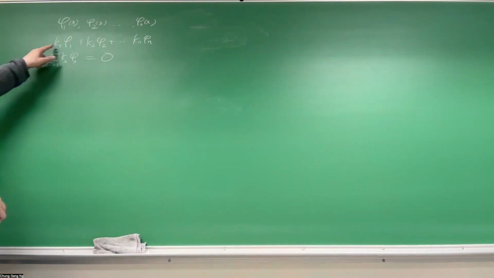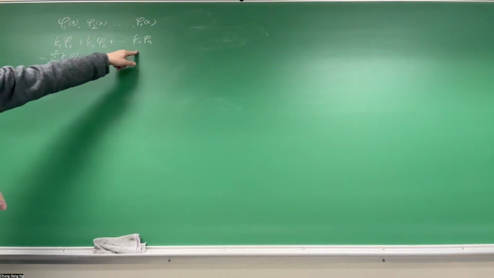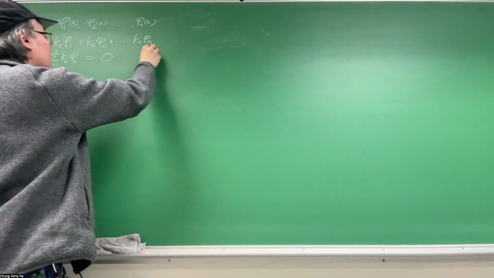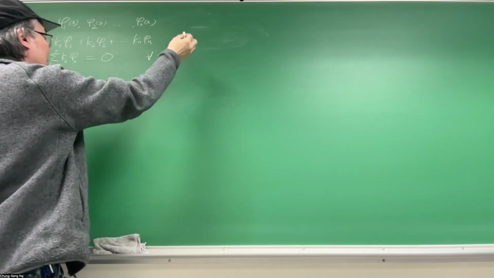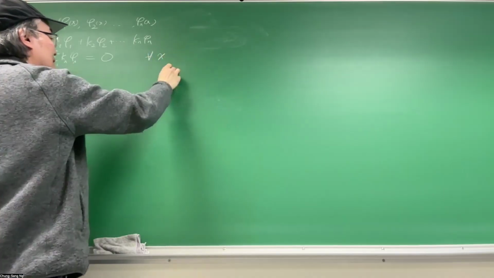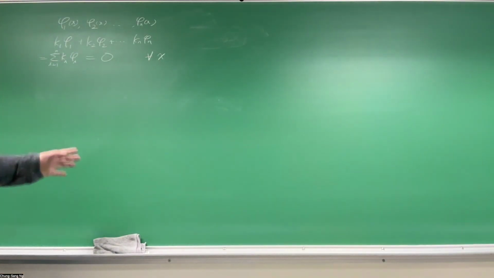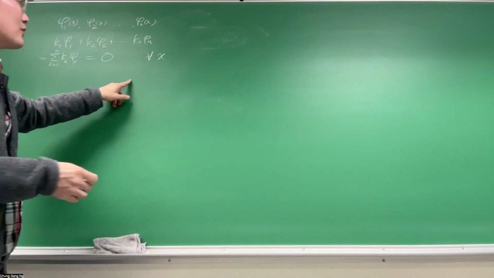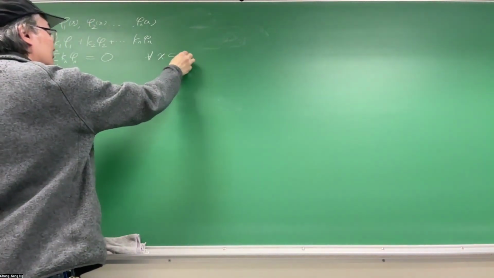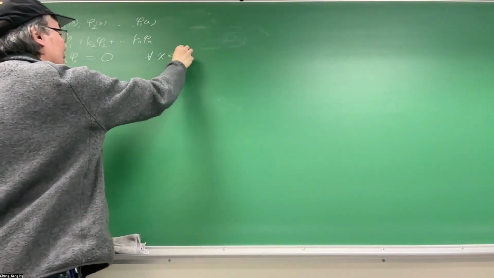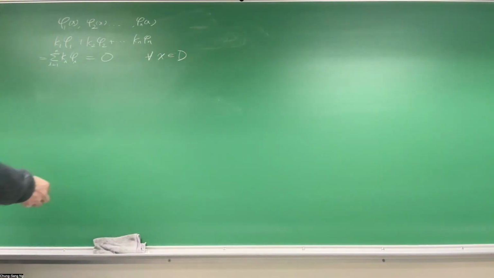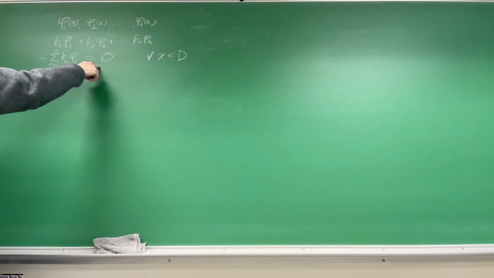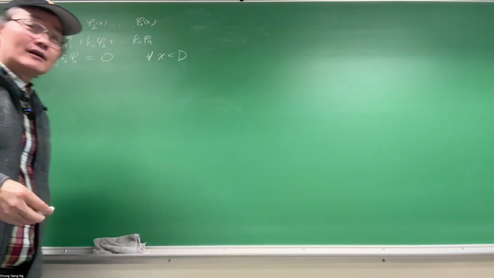If you can find parameters k sub 1 to k sub n that satisfy this for all x over a certain domain, depending on how these functions are defined, then they are linearly dependent.